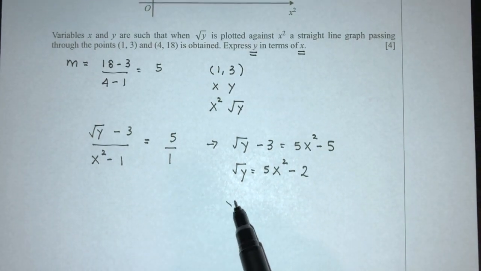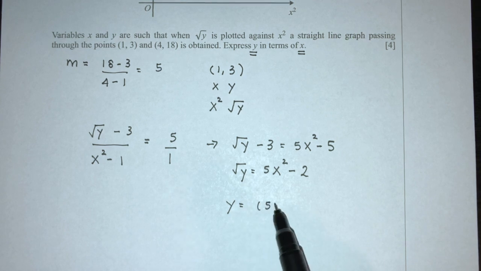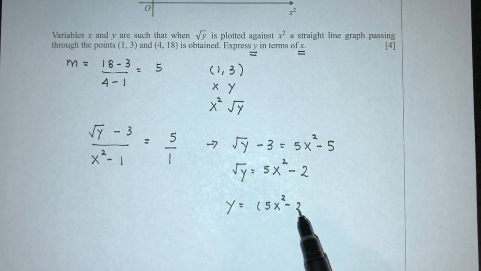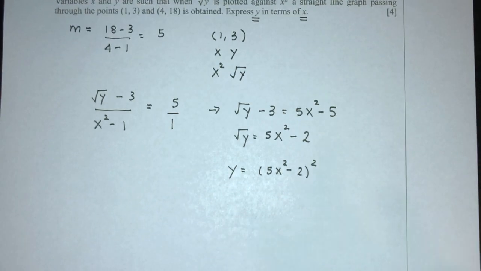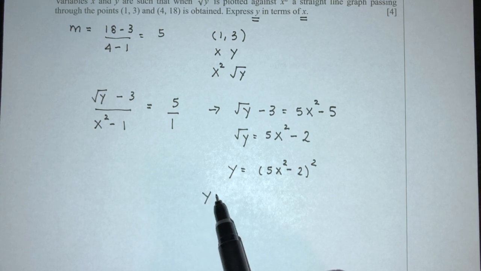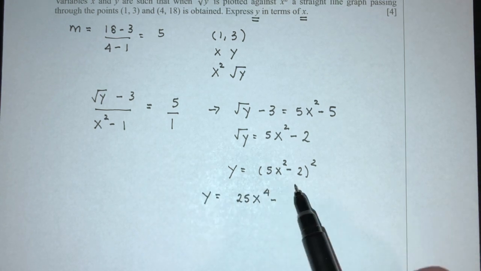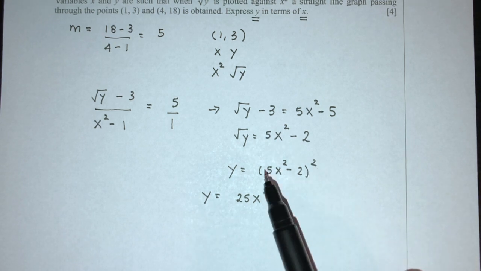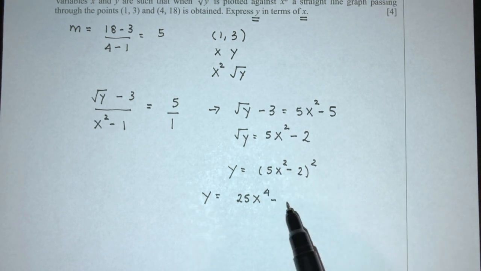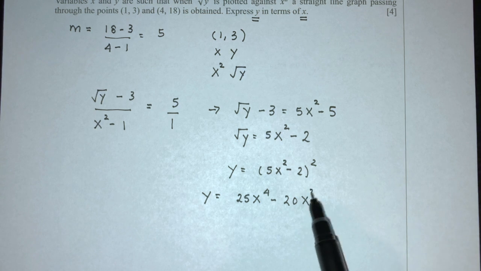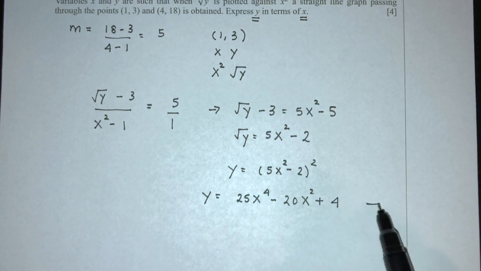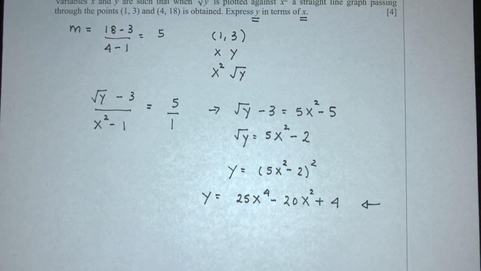You will have y equals 5x squared minus 2, all squared. Now you can leave your answer just like that. If you want to, you can also expand it as well. So you will have 25x power 4 minus, so that'll be 2 times 5 times 2, which is 20x squared, plus 4. And this is your answer for question number 1, y in terms of x.